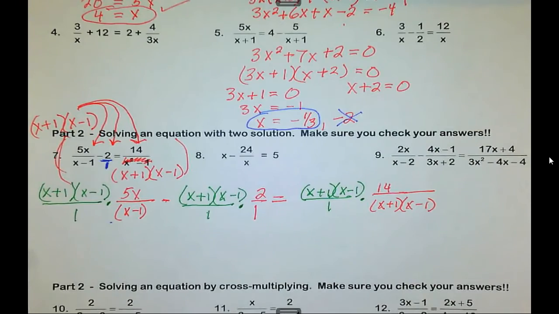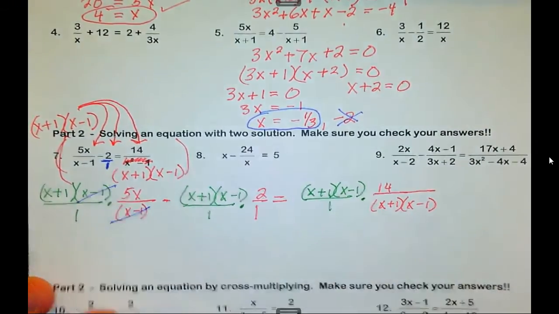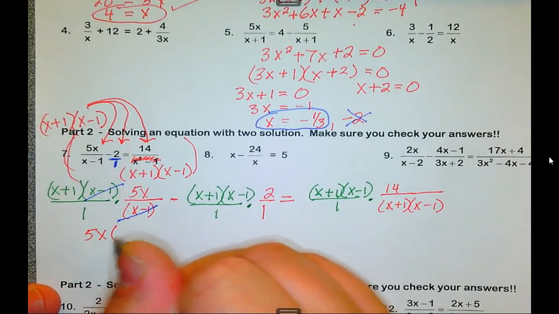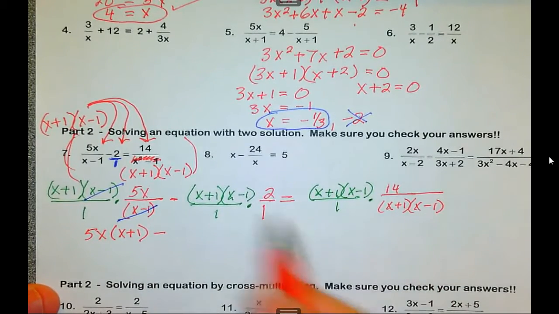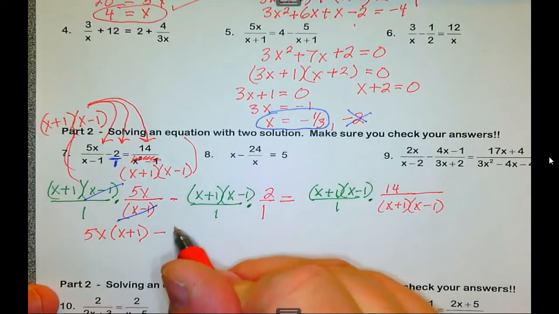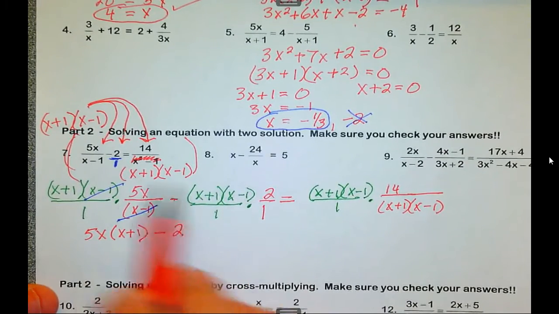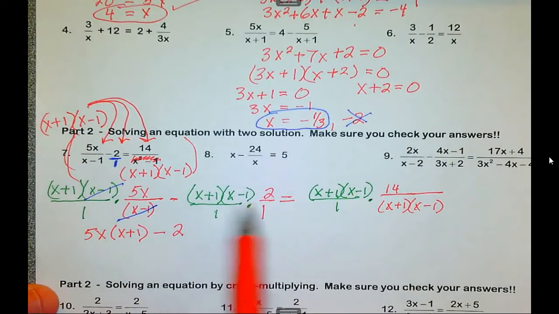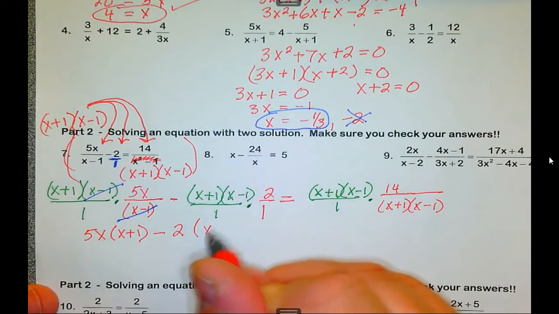Okay, ready? X minus 1 cancel. Nothing cancels here. So I'm going to have 2. And I already know that x plus 1, x minus 1 equals x squared minus 1, right? So I'm going to have to multiply all this out. I know what this quadratic is. It's x squared minus 1.